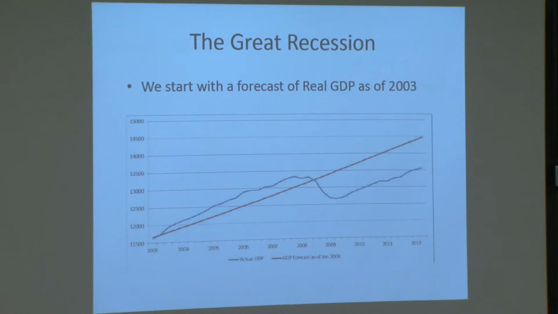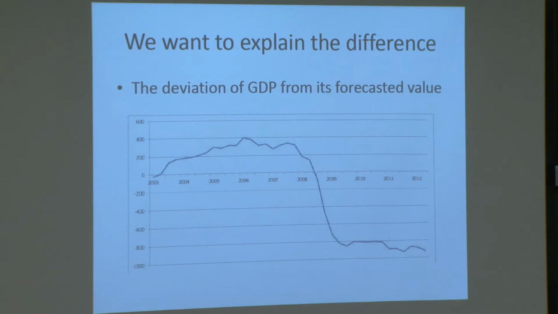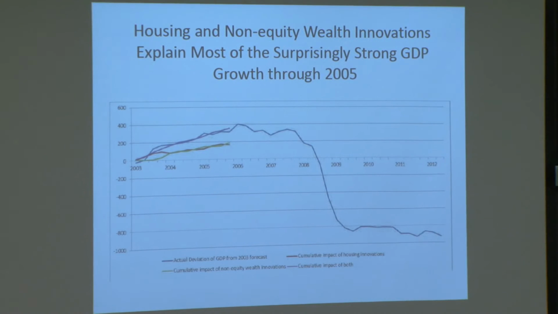So now we get to kind of the bottom line. We start at the end of 2002, and we make a forecast. That's the red line. Not very interesting of itself, but that's how forecasts pretty much always look. You expect real GDP to grow there. And then we compare it to the actual. So what we're trying to explain is the deviation between that blue line, the actual GDP, and the forecast as of 2002. So this is what the deviation looks like, and we can break that down into what explains it.